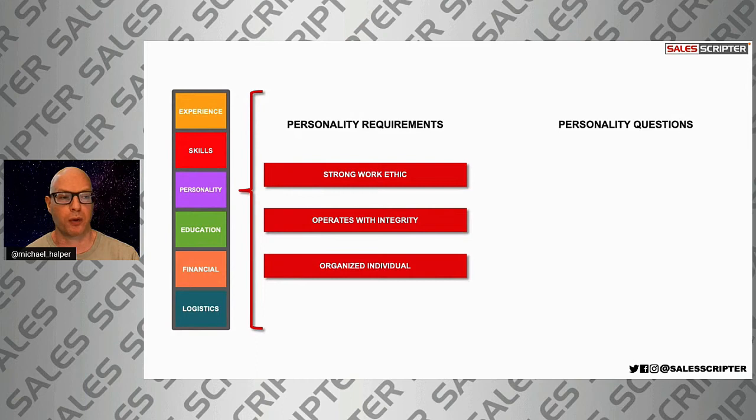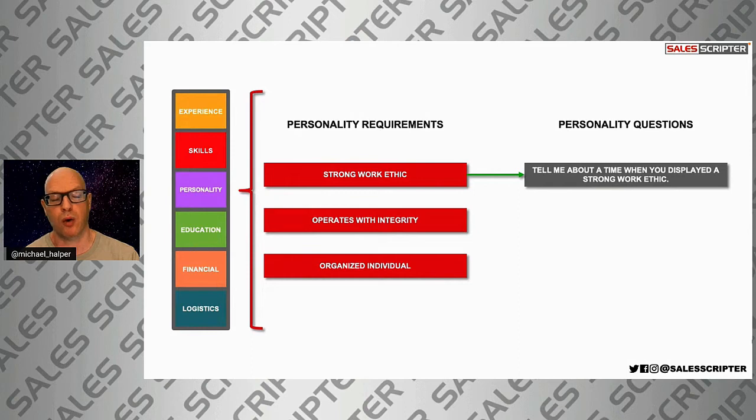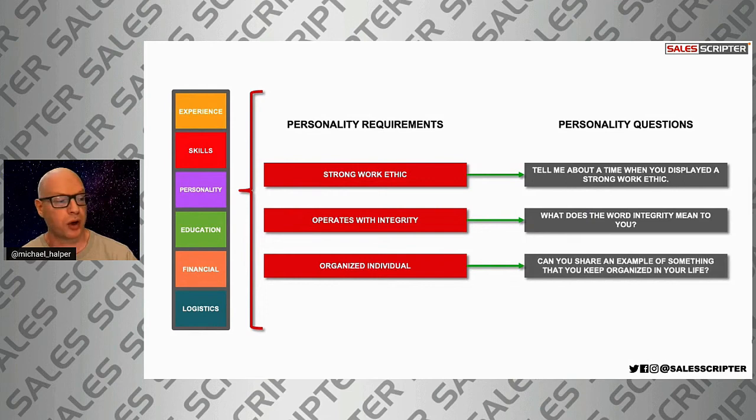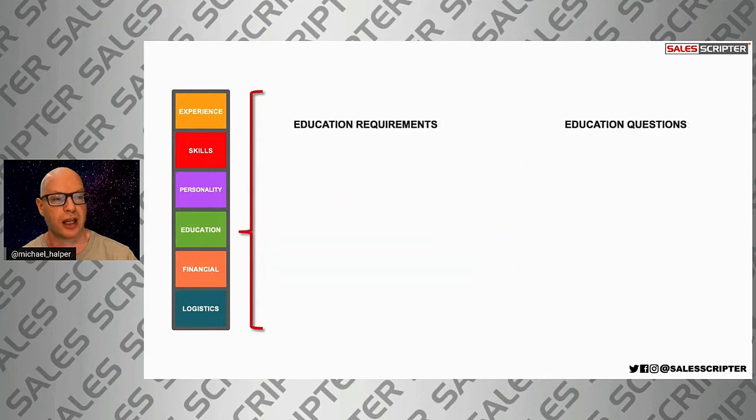Of course, the personality requirements you prefer will be completely unique. For each of these, we want someone with a strong work ethic. We don't necessarily want to just say, do you have a strong work ethic? We want to say, tell me about a time when you displayed a strong work ethic. Regarding integrity, what does the word integrity mean to you? Now, I'm not saying these questions are phrased perfectly, or that these are the questions you should ask for these particular characteristics and requirements. Phrase these questions however it makes sense for you, but these do provide a good example of moving away from just yes or no types of questions. We want someone that's organized. Can you share an example of something that you keep organized in your life? Getting the other person talking, getting more clues.